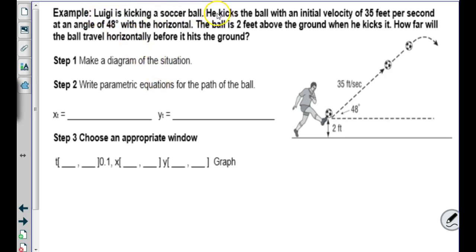Luigi's kicking a soccer ball. He kicks the ball with initial velocity, this is v sub 0, at an angle of 48 degrees with the horizon, that is theta. The ball is 2 feet above the ground when he kicks it. That is h sub 0.